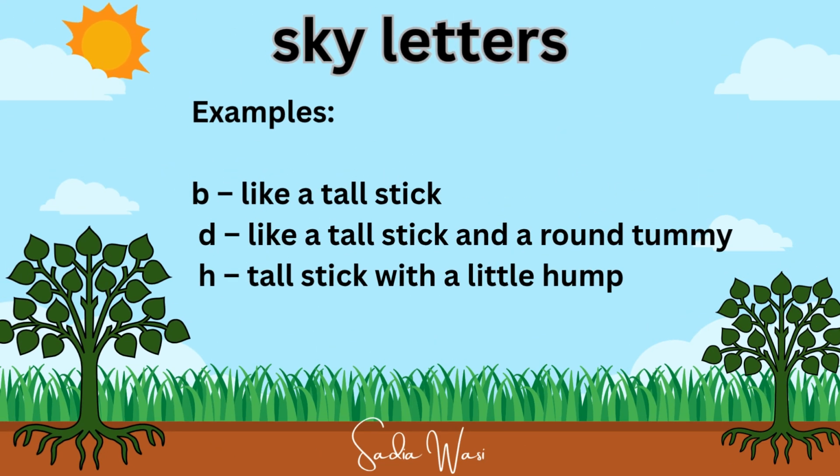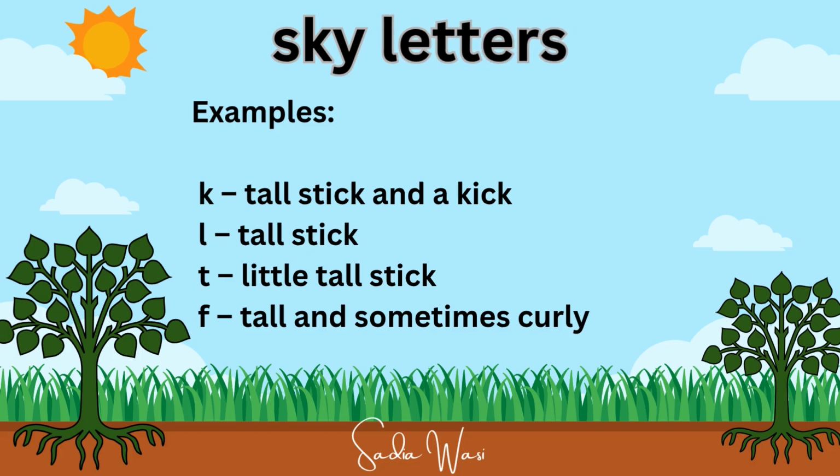Examples. B, like a tall stick. D, like a tall stick and a round tummy. H, tall stick with a little hump. K, tall stick and a kick. L, tall stick. T, little tall stick. F, tall and sometimes curly.